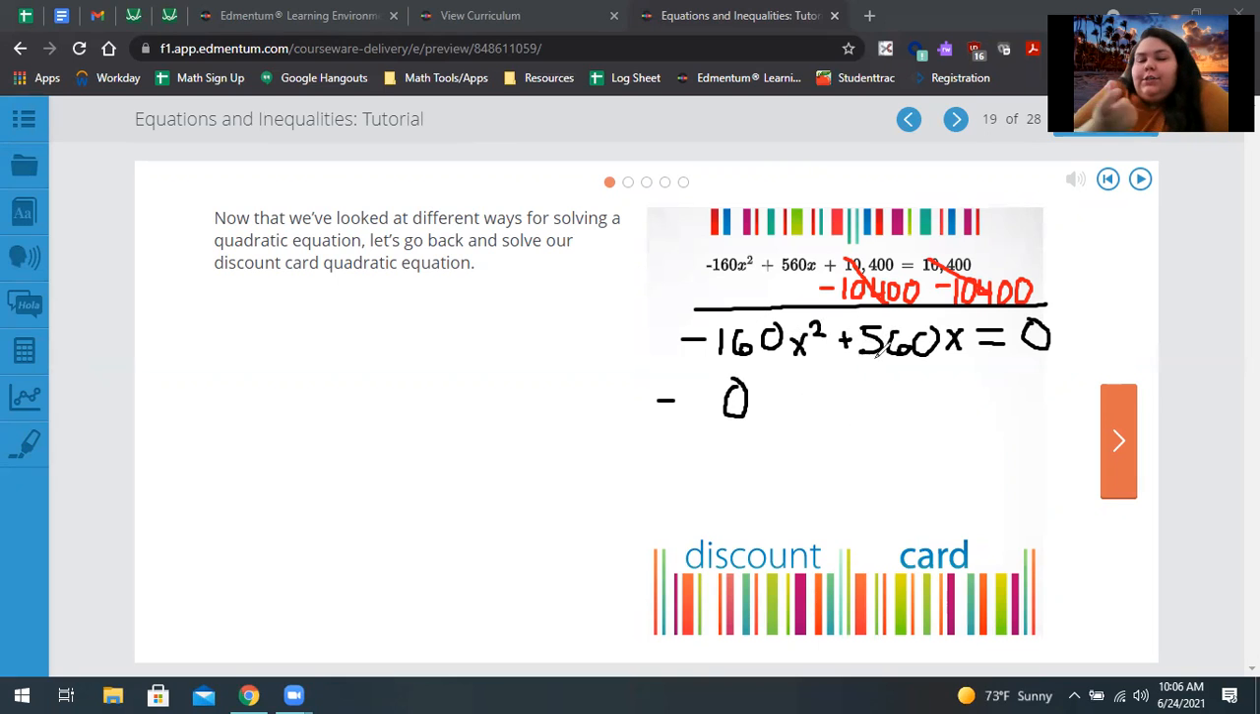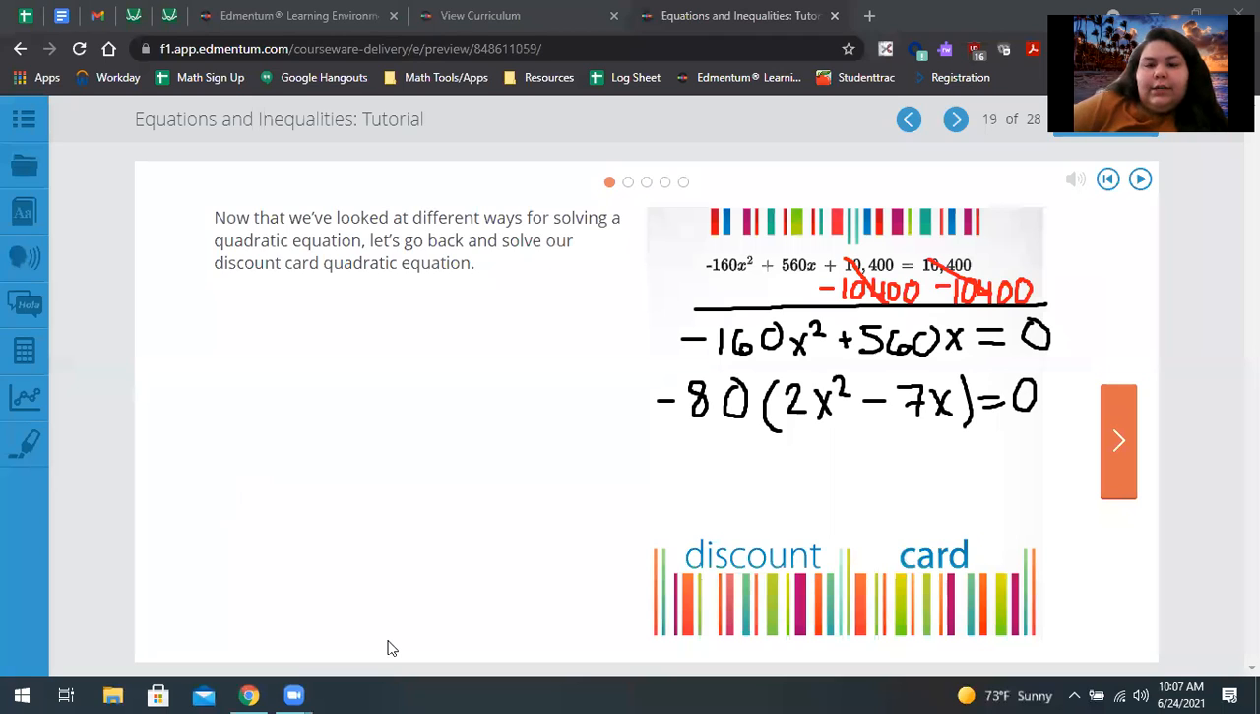And 16, and if I want to just focus on those two digits there, 16 and 56, I know 16 and 56 are both divisible by 8. So let's just factor out a negative 80. By factoring out negative 80, again, the signs change because of that negative. Negative 160x squared divided by negative 80 is positive 2x squared, minus, because again the sign change, 560x divided by negative 80 is actually negative 7x, equal to 0.